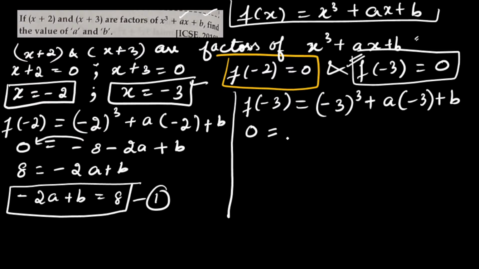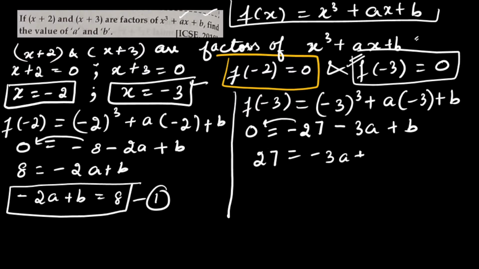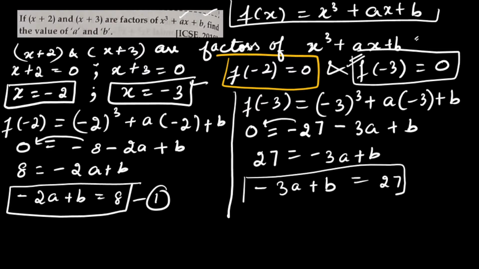Cube of minus 3: minus 3 into minus 3 into minus 3 is minus 27. Cube of a negative is negative. Only minus 3 into a is minus 3a, plus b. Now 27, let's shift to the other side. So minus 27, when we shift to the other side, becomes plus 27, equals minus 3a plus b. I can rewrite it, just interchanging the sides, as minus 3a plus b is equal to 27. So we have got the second equation also.